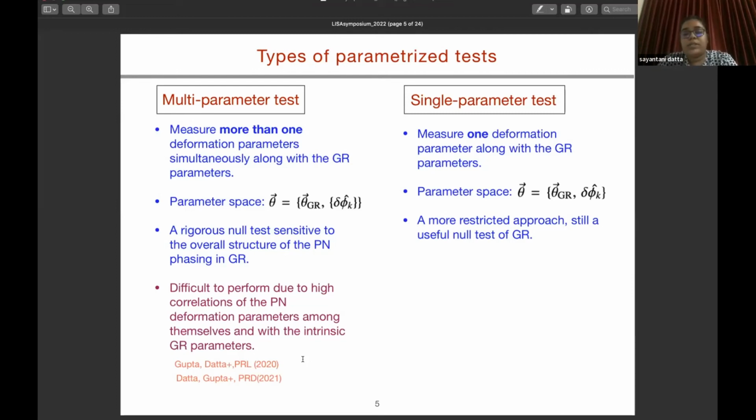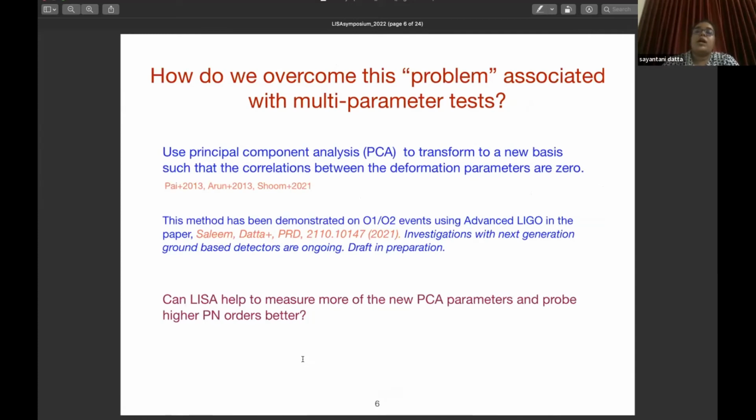So what is now done is the single parameter test, where only one deformation parameter is measured along with the GR parameters. This is a restrictive approach, but a useful null test. However, this demands eight independent runs for a single event. So how do you actually overcome this problem associated with multi-parameter test? Since the main problem is the degeneracy, we could use principal component analysis to transform to a new basis where these correlations are basically gone. In this new basis, we'll define a new set of parameters and we'll call them PCA parameters.